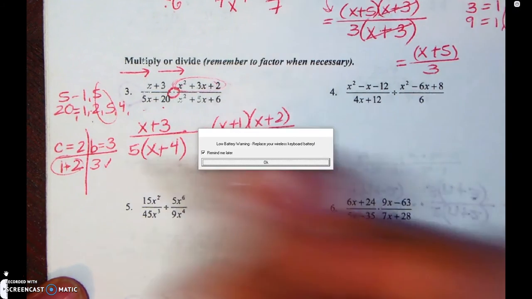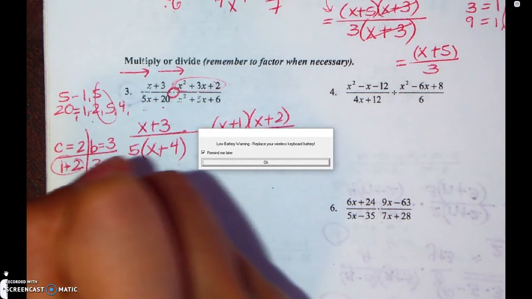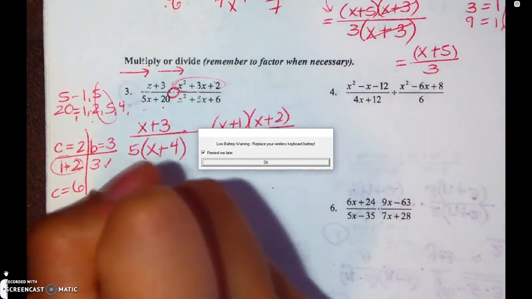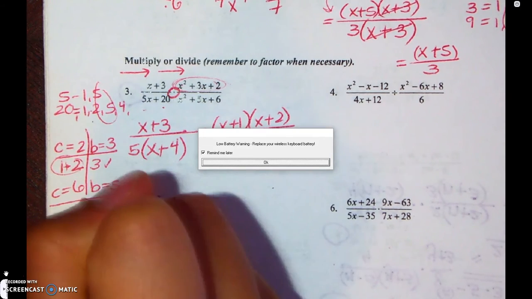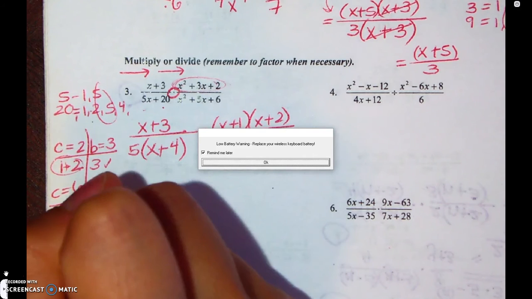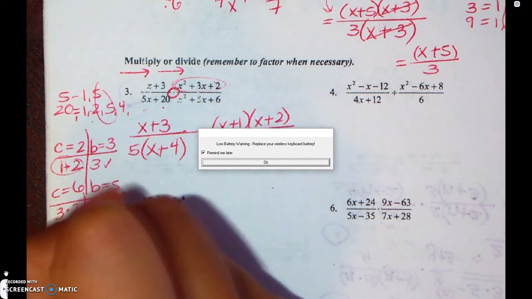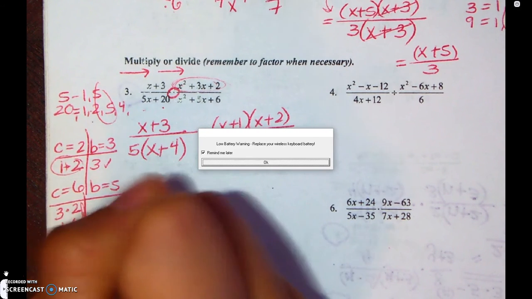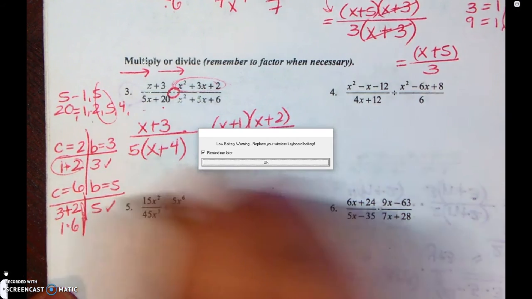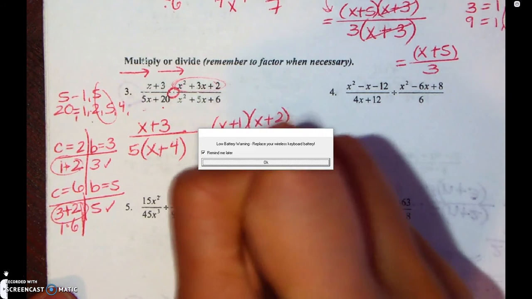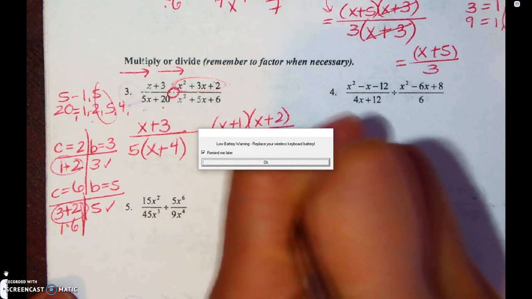And then on the bottom, we're going to find the factors of 6 that add up to 5. In this case, again, it's 3 times 2, 1 times 6. When I add 3 plus 2 together, I get 5. So automatically we found our factors, x plus 3 and x plus 2.